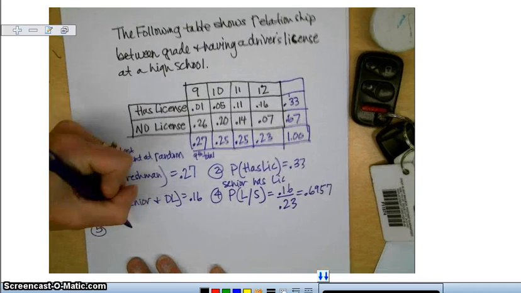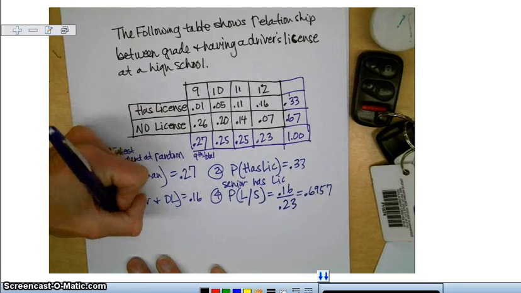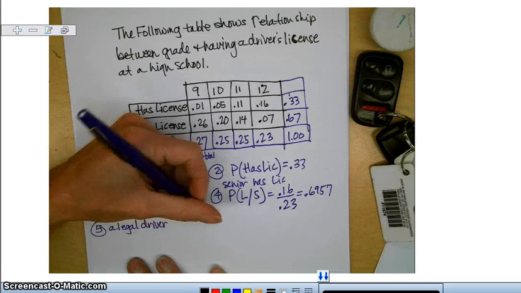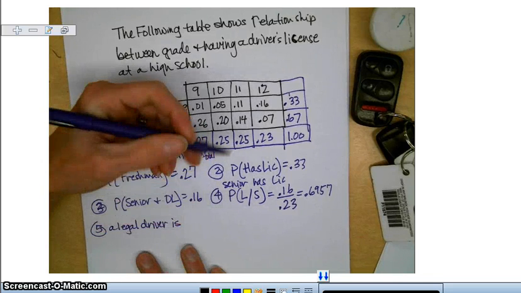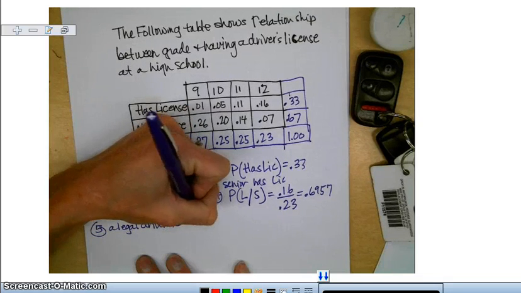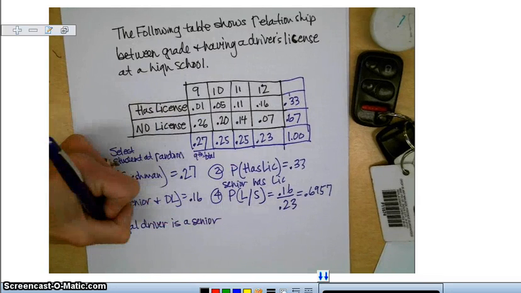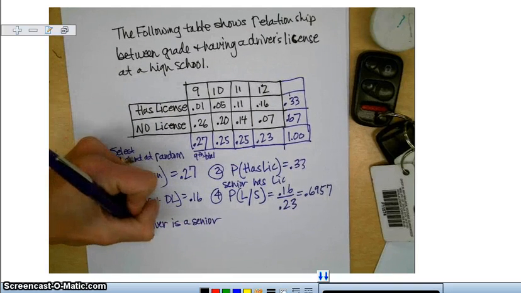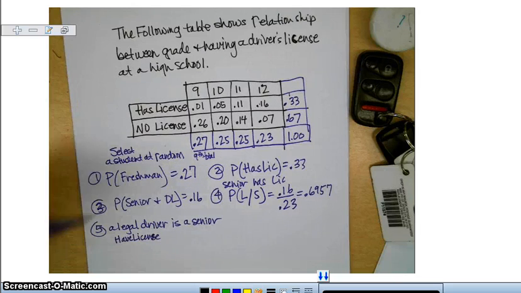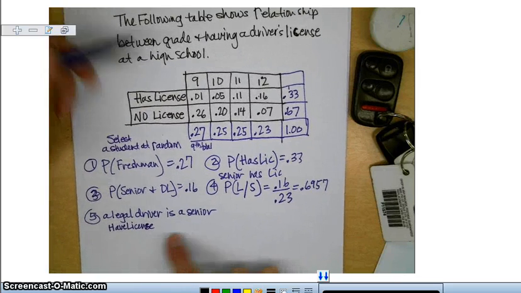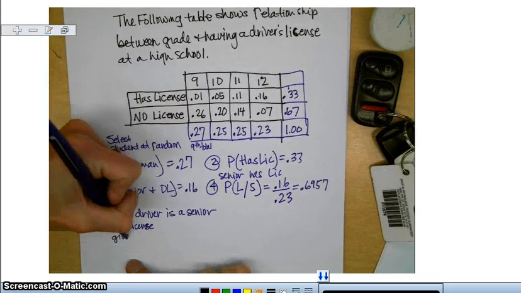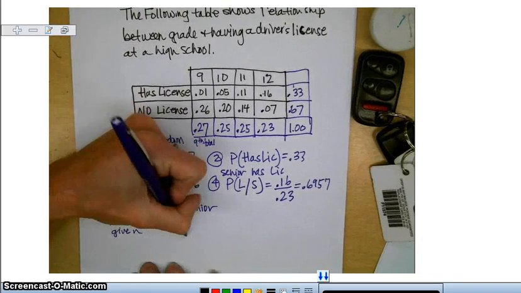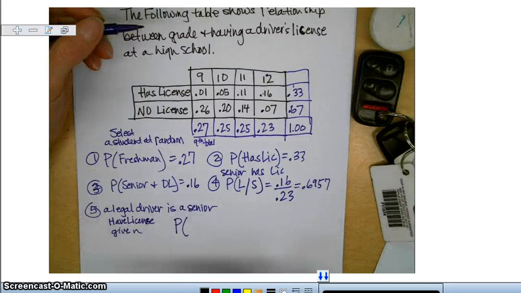Probability number 5: what is the probability that a legal driver is a senior? Okay, so a legal driver means they have their license. So we know that. This is the given. And we want to know the probability that they're a senior. So this translates into a conditional probability. This is the hardest thing you have to do.